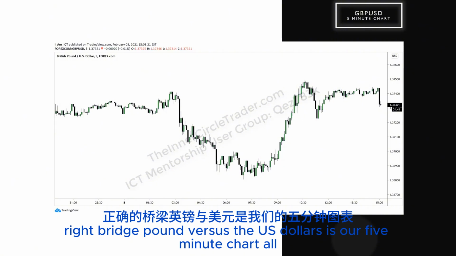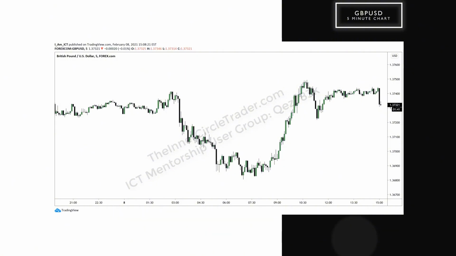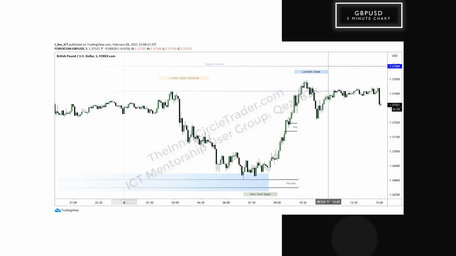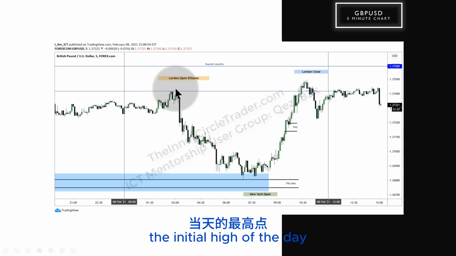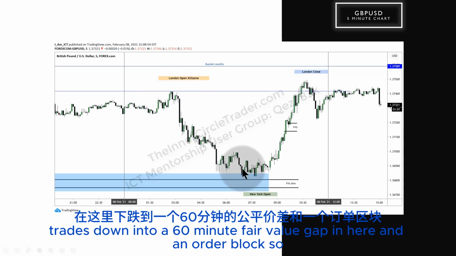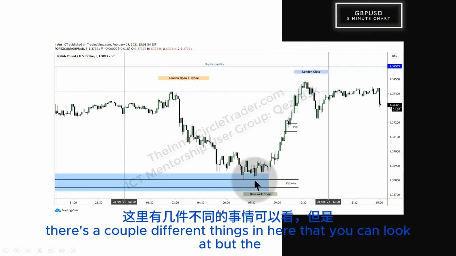All right, British pound versus the US dollar. This is our 5-minute chart. All right, so we have the London Open Kill Zone. Creates the initial high of the day. Trades down into a 60-minute fair value gap right in here and an order block. So there's a couple different things in here that you can look at.